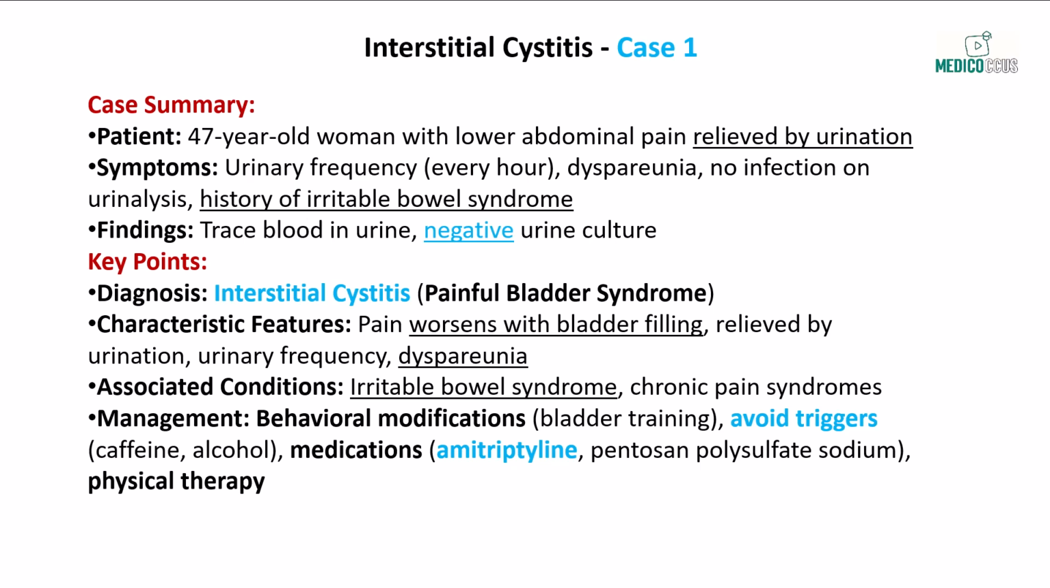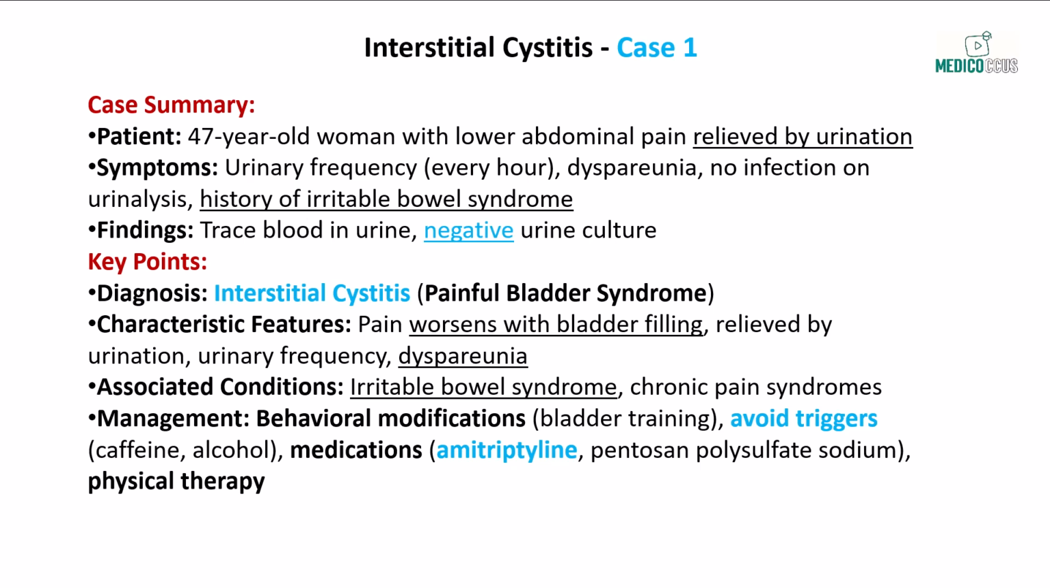Over the past 2 months, her pain has worsened, and she now urinates every hour to alleviate the discomfort. She has stopped engaging in intercourse due to dyspareunia, which has become increasingly bothersome. The patient's past medical history includes irritable bowel syndrome, and she had 4 vaginal deliveries followed by a tubal ligation.